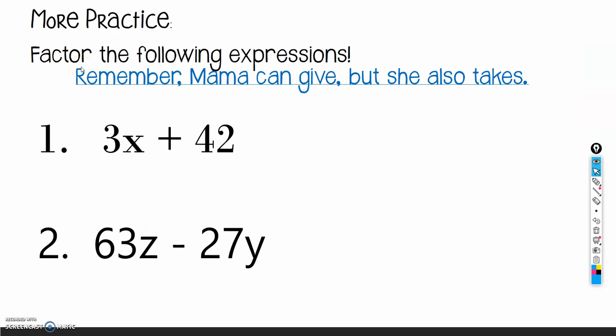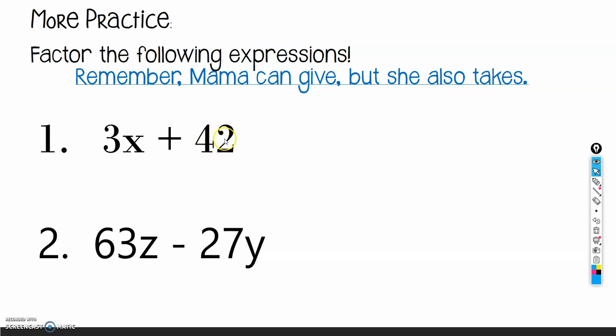So remember, Mama can give, but she can also take. I need to find the greatest common factor between 3x and 42. And I am actually going to use my divisibility rules. I could factor this all out, but looking and seeing that I've got a 3 here, I'm just curious if 3 can go into 42. So if you remember our divisibility rules, if I find the sum of these 2 digits and 3 can go into that sum, then 42 will be divisible by 3.